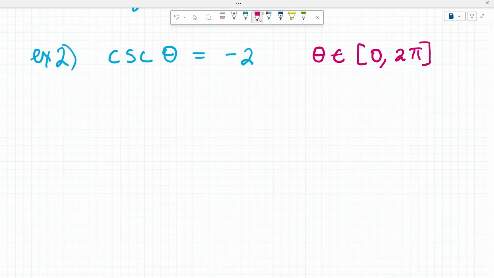So we can go ahead and use our ratios that we have for cosecant. In one of my previous videos about trig ratios, I tell you all of them on the side. I can rewrite them for you over here.